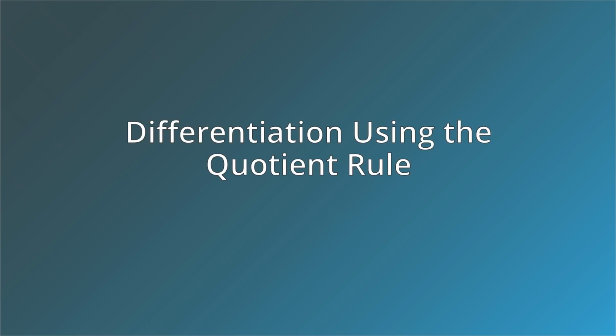In this video, we're performing differentiation using the quotient rule. In this example, we're going to differentiate the function y equals e to the x over x squared plus 4.